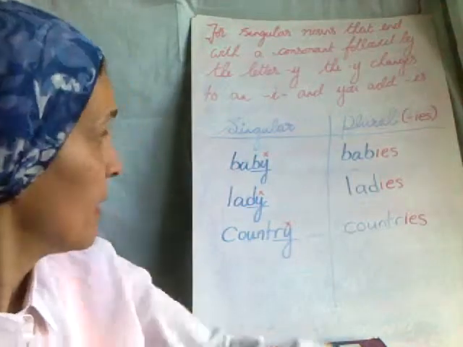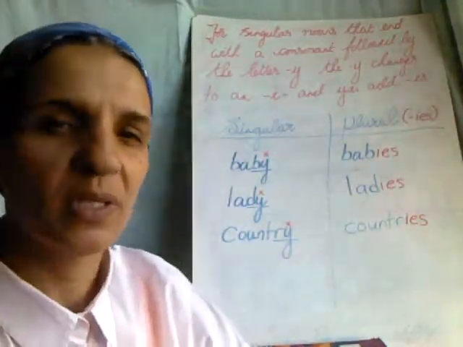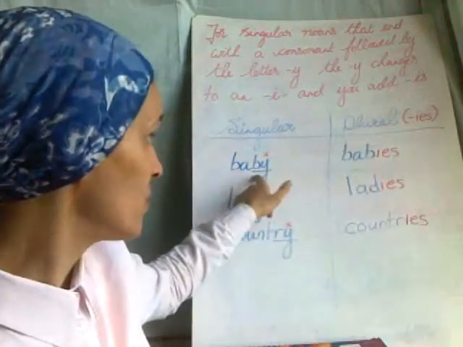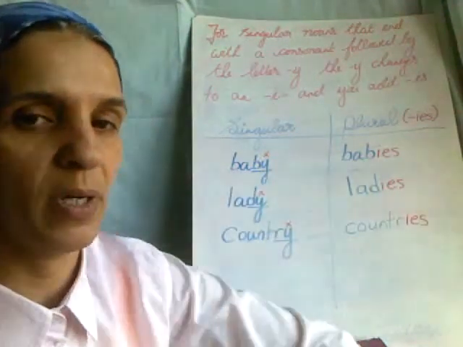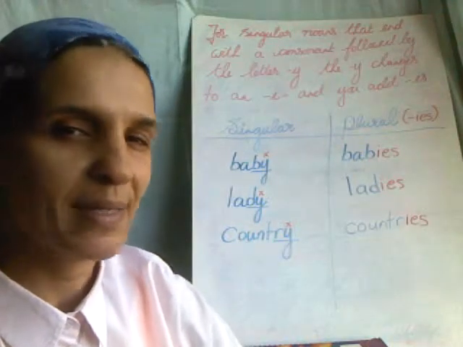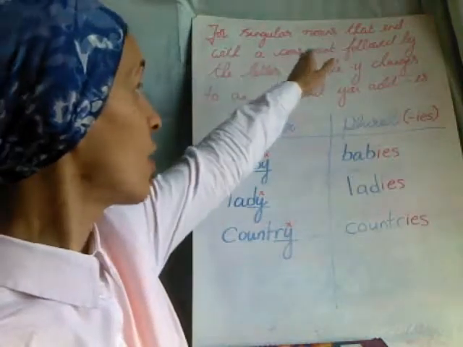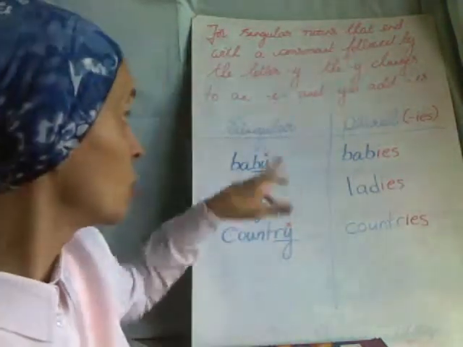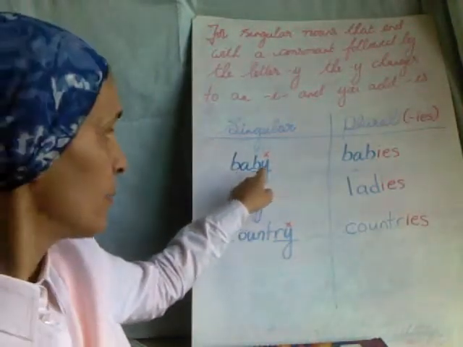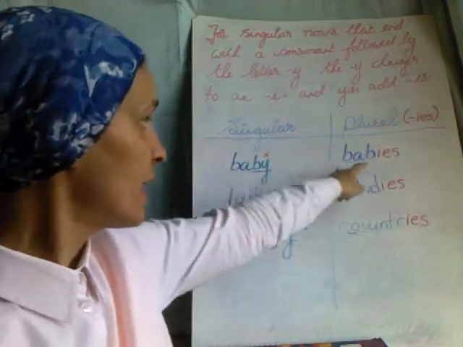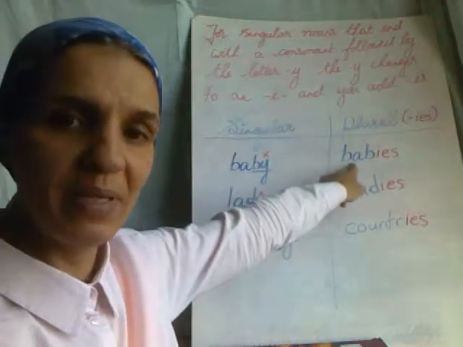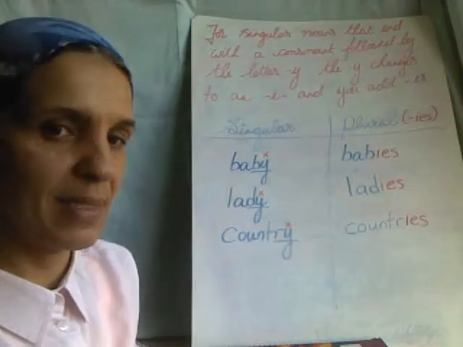What's the ending? And then there are those singular nouns that have a consonant and then the letter y, like in baby. The b is a consonant and then it's followed by the letter y. What happens here is that the y changes to an i and I add an es. So if there is a consonant followed by the letter y, the y changes into an i and then I add es. Like baby, b-a-b-y. B is a consonant and this y changed into an i and then I added es. So baby became babies.